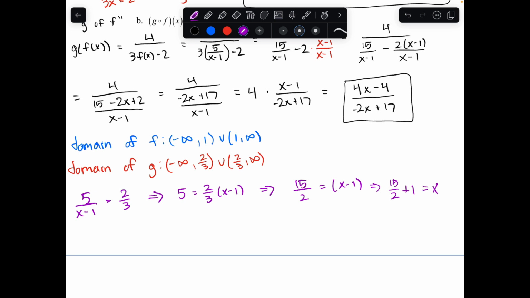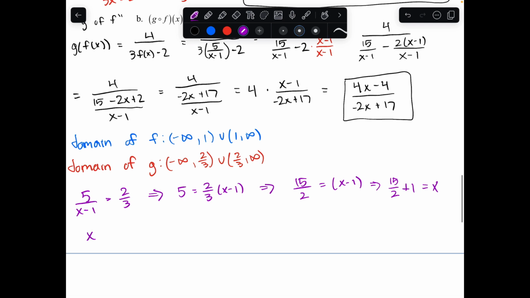Now I have a fraction plus an integer, so I'm going to rewrite that as x equals 15 halves plus 2 over 2, and so we get 17 halves. So if x is equal to 17 halves, my input function is actually going to be equal to 2/3, which is the problem number for g of x. So we can't include 17 halves in our domain.